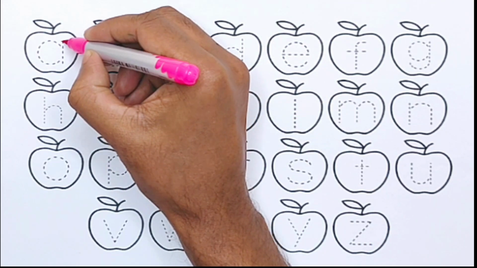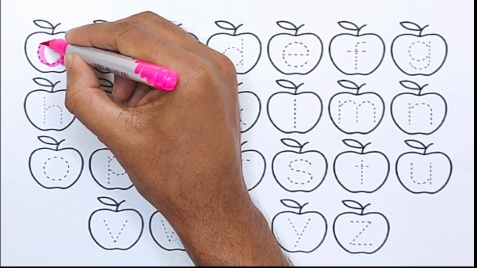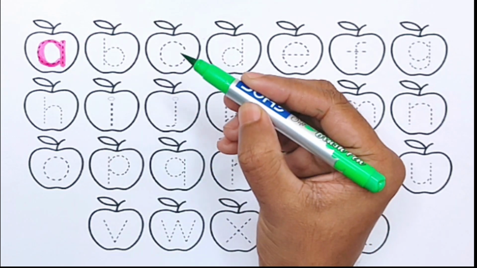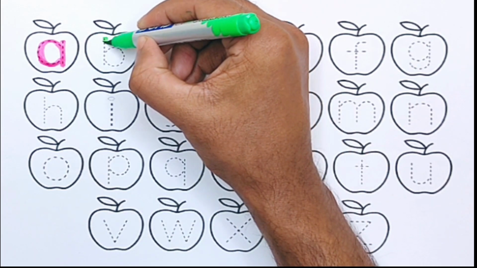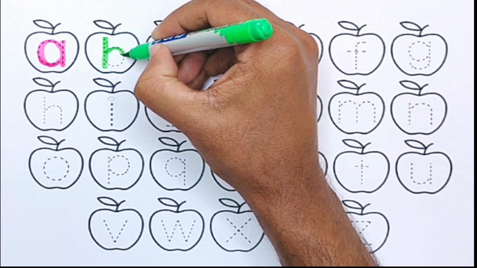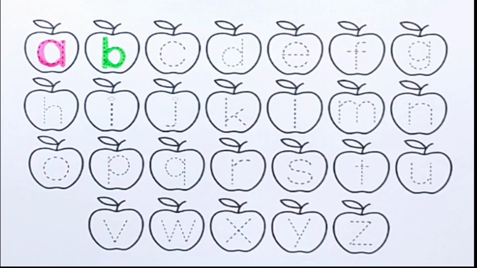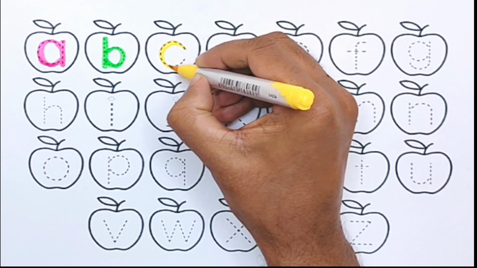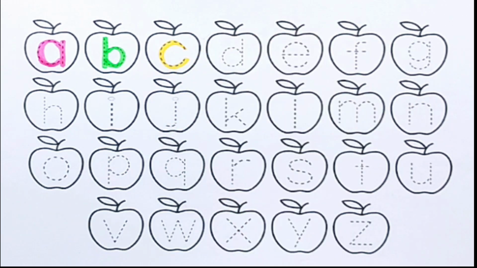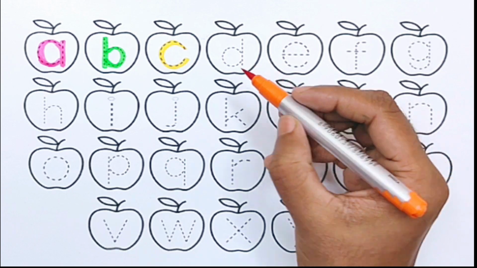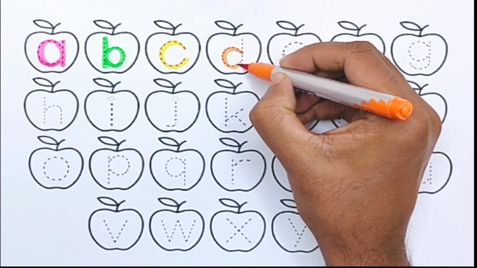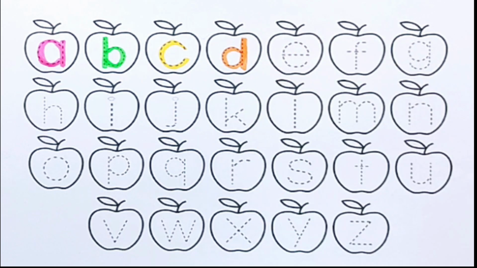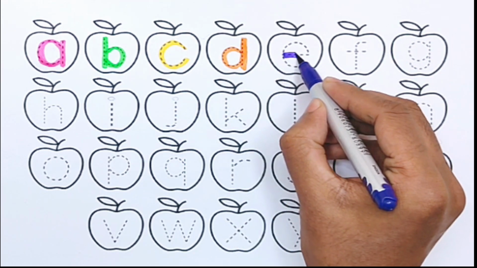Pink color. A for apple, light green color. B for ball, yellow color. C for cat, orange color. D for dog, purple color.